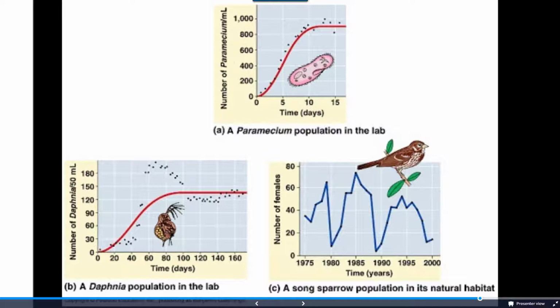And in the example to the right hand side with the song sparrow, that graph is a figure of a species that is density independent. So the shifting and movement of the population over time is due to some other factor and not due to some limitation in the environment.